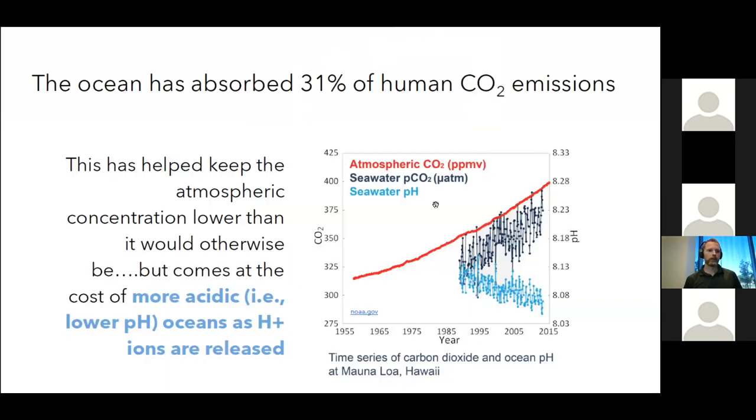And in fact, the ocean has absorbed about 31% of human CO2 emissions so far. So this chart is just showing, in the red solid line on the left axis, the atmospheric CO2 concentration over the years, which has been increasing. And at the same time, you can see in dark blue on the right-hand axis, the dissolved CO2 in the oceans increases, resulting in the light blue curve, the pH decreasing, becoming more acidic. And so this absorption of CO2 by the oceans has helped keep the atmospheric concentration of CO2 lower than it would otherwise be, but it comes at the expense of more acidity in the oceans.